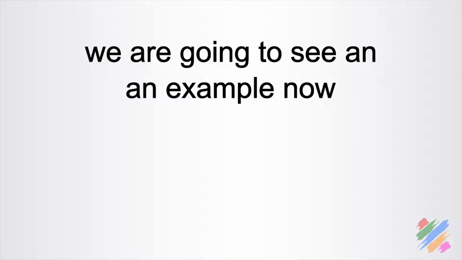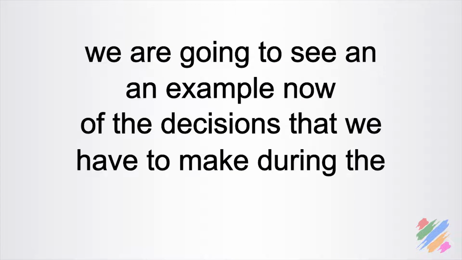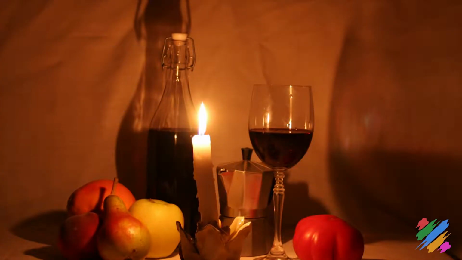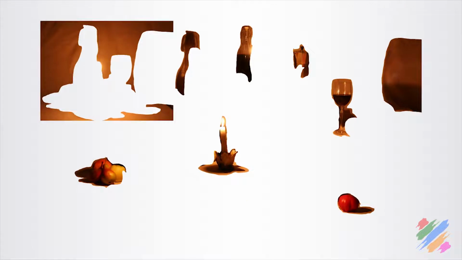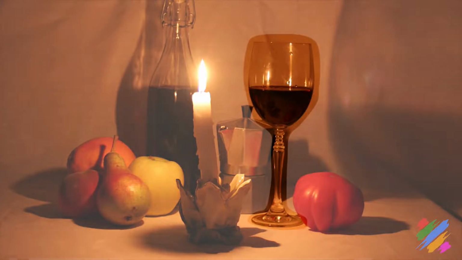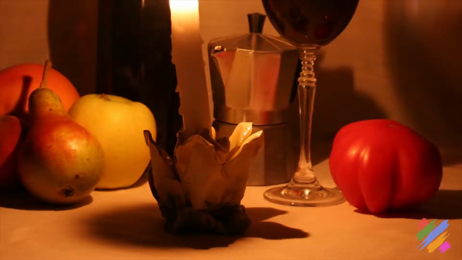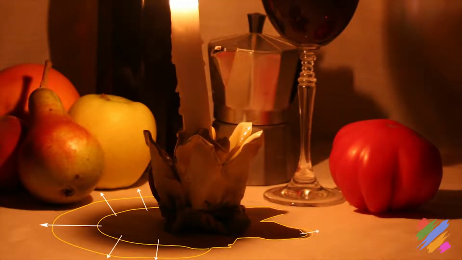We're going to see an example now of the decisions that we have to make during the representative analysis using a model. As we said, in this analysis, we're going to break our scene into small parts, and we're going to decide piece by piece how, using the fundamentals, we're going to represent it on our support.